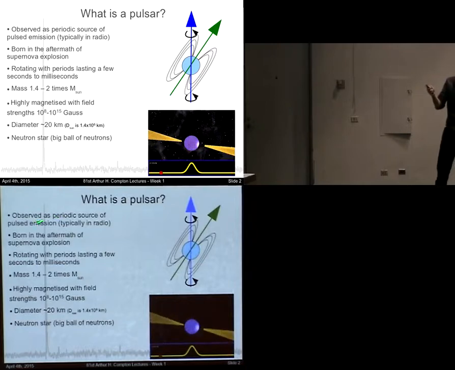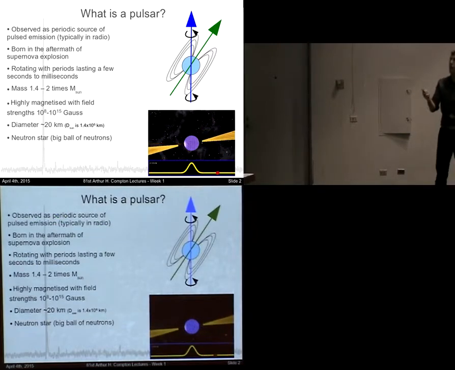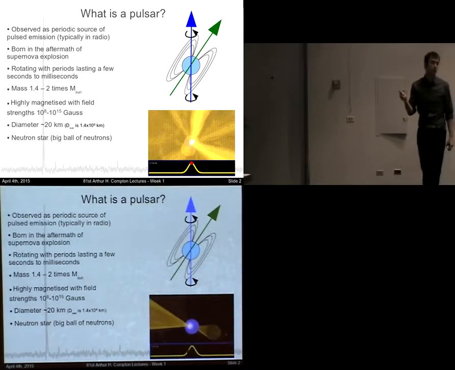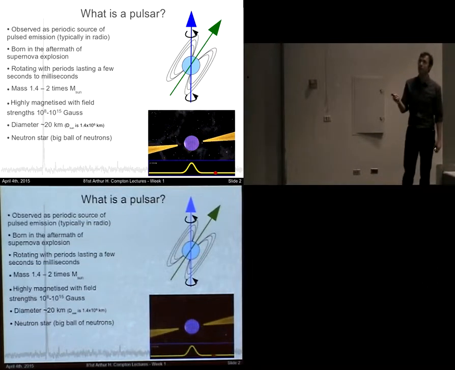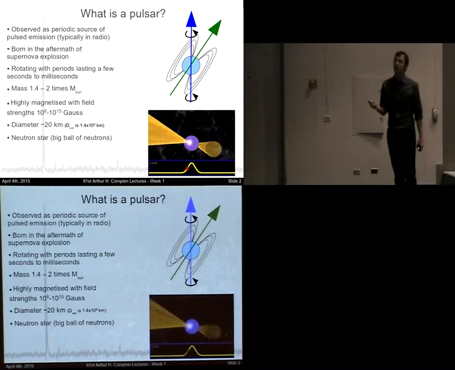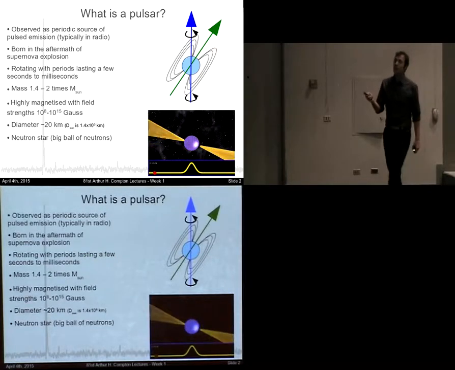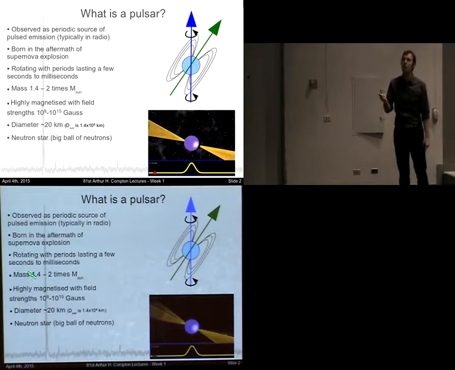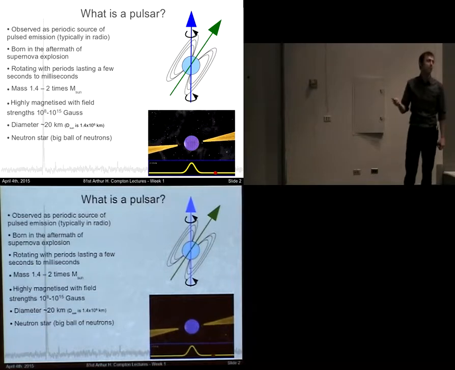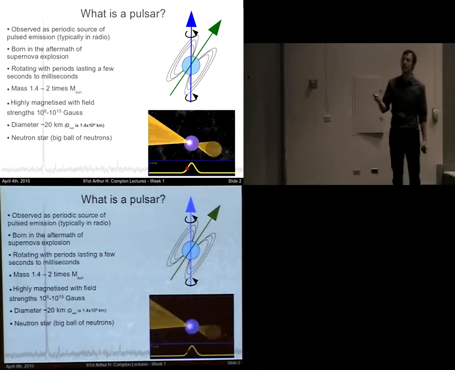And so now I'm going to go through the list of what we think pulsars are. So they are observed as periodic sources of pulsed emission, typically in the radio. They're most commonly observed as radio sources. They're born in the aftermath of a supernova explosion. And they rotate with periods which last a few seconds to a few milliseconds. Shockingly, they contain about 40% more mass than the sun to 2 times the mass of the sun. So they're very, very heavy.